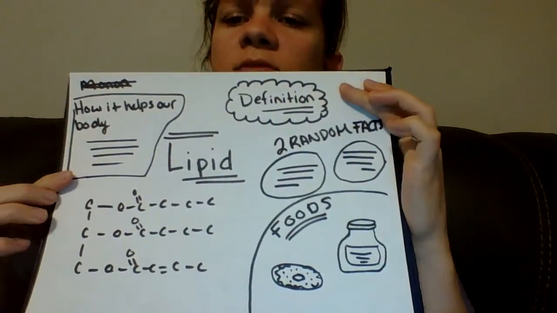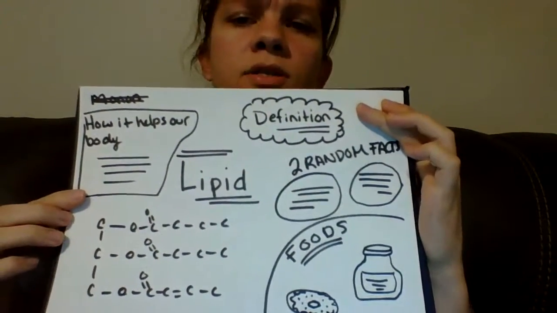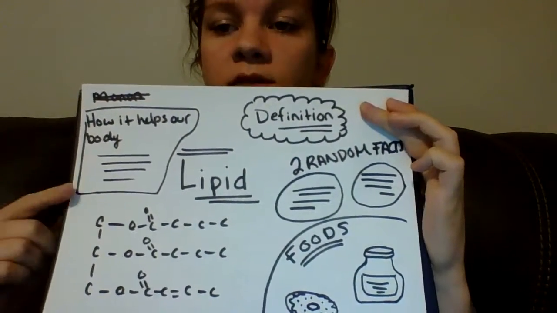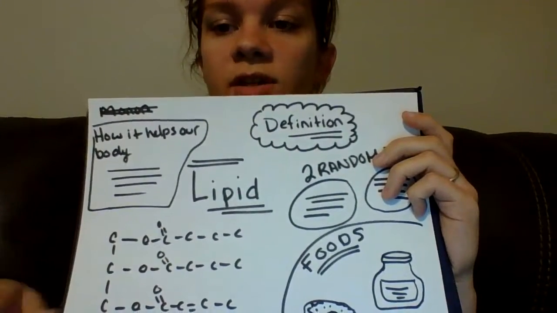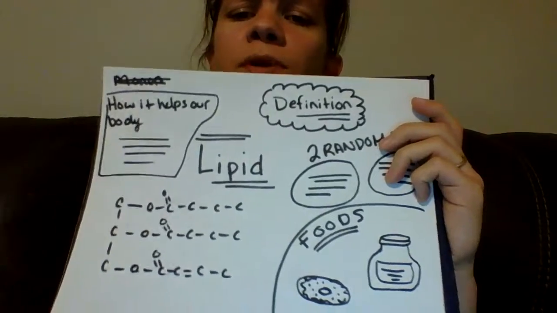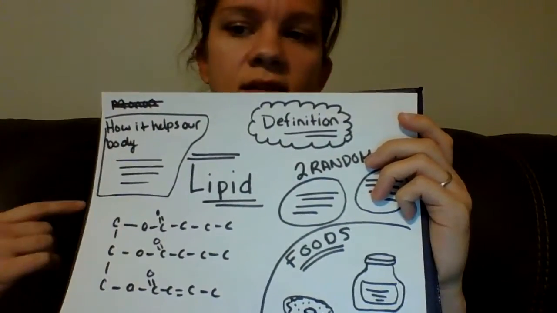And the only thing I forgot to put on here are its parts. Remember, lipids don't have monomers, but they still have parts. And one of the most common lipids is the triglyceride. So you could put on here somewhere that it's 3 fatty acids and a glycerol.